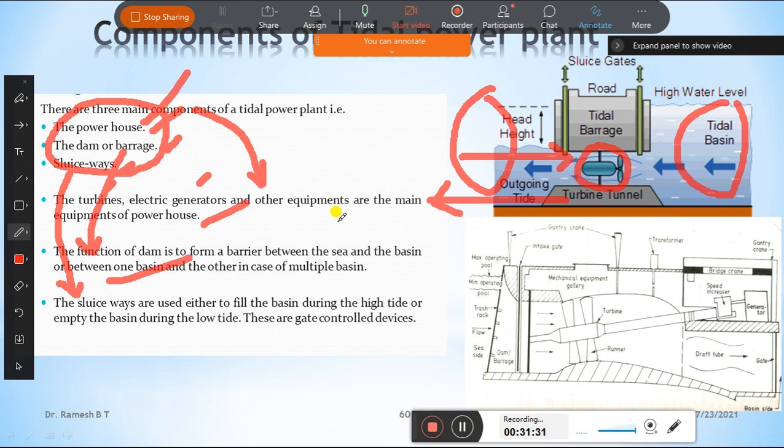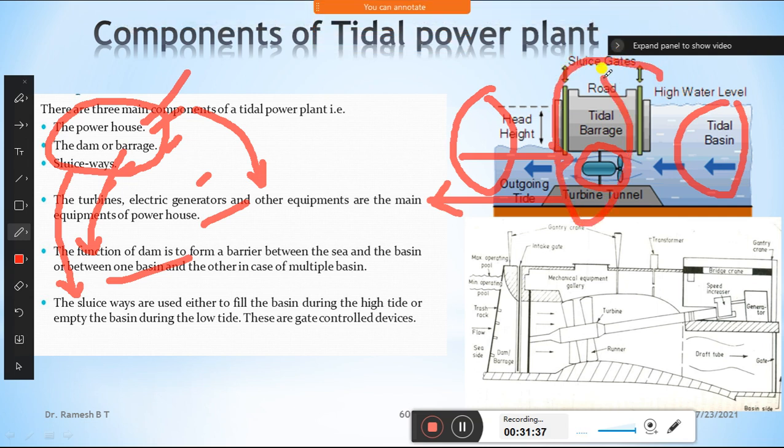The next part is the gates and the locks. The tidal power basin has to be filled and emptied. That's why we are using a sluice way. It is called a gate, and it is called a lock.